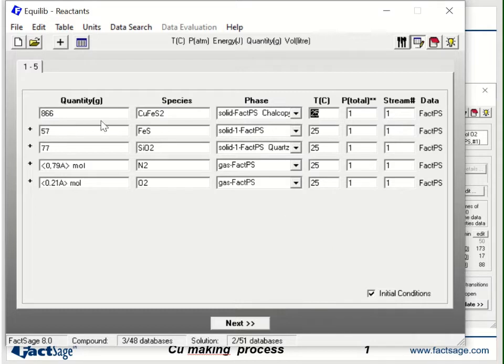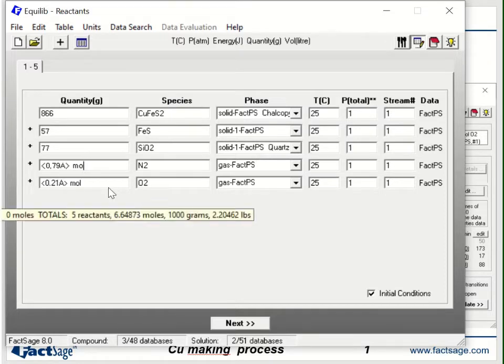So that's why we're adding the mineral CuFeS2, the chalcopyrite, 866 gram, and 57 gram of FeS, and 77 gram of SiO2 like quartz. And all of these follow the same unit as gram. Here, I want to use the oxygen and nitrogen, because this is gas phase, I want to use the unit as mole instead of gram. Then what you have to do is enter this mole, MOL.